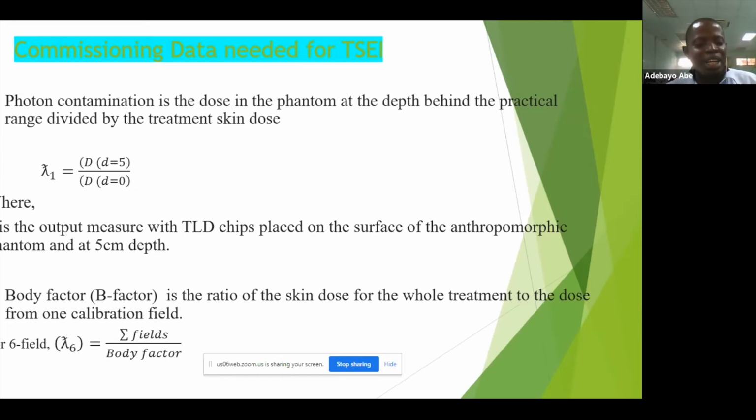Then for all the fields, it will be the summation of the field arrangement. You take the direct anterior, the direct posterior, the left and right obliques, all 6 in total, then divided by the body factor, which is expected to be 6. If your patient is standing in 4 different orientations, then it is 4, or more or less than 6. So the body factor is expected to be the number of positions the patient stands in.